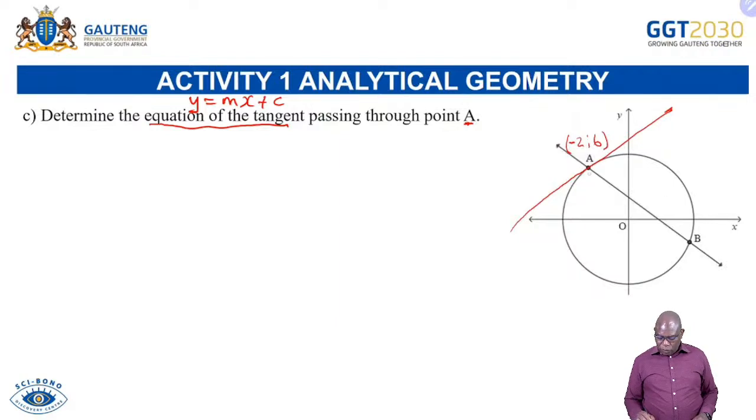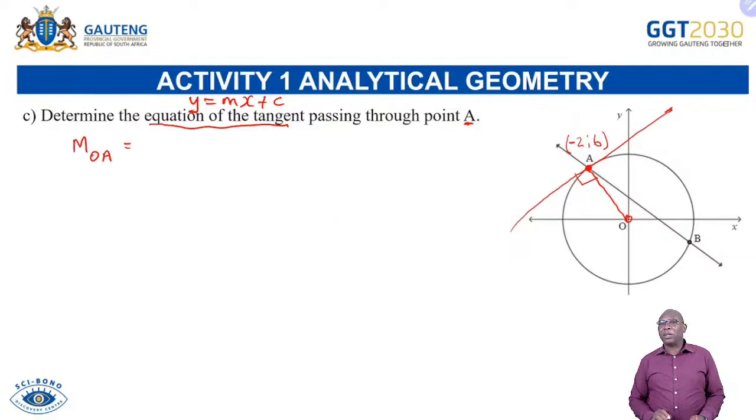Now it says it's the tangent. So what do I know? I know that at a tangent, I have a radius. And what do I know about the radius and the tangent? They are perpendicular to each other. So once they're perpendicular, what happens? When we multiply the two gradients, we get a negative 1. So now I'm going to do this question like this. First let me get the gradient of OA.